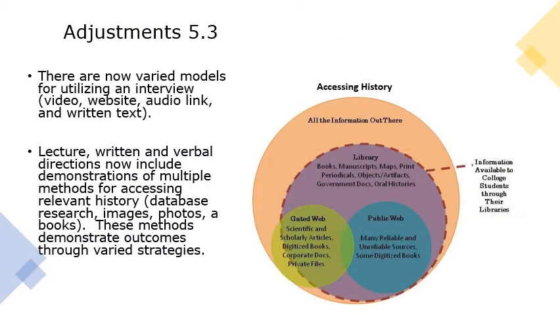When providing options for how students complete assignments, it's necessary for them to access varied models that show what success looks like. English 103 now has video, website, audio link, and written text, and lecture, written, and verbal directions showing methods for accessing relevant history and bringing it into memoir.